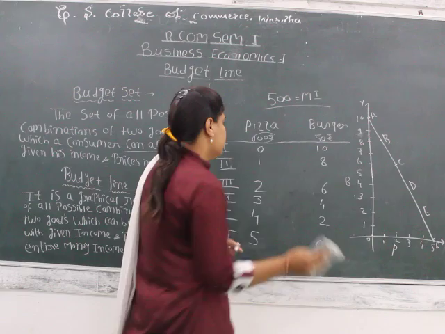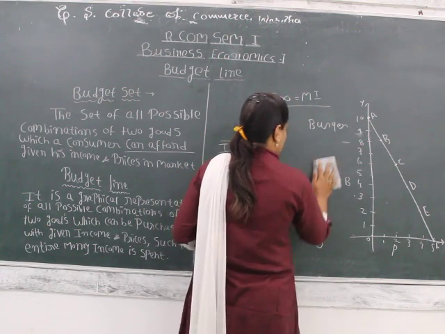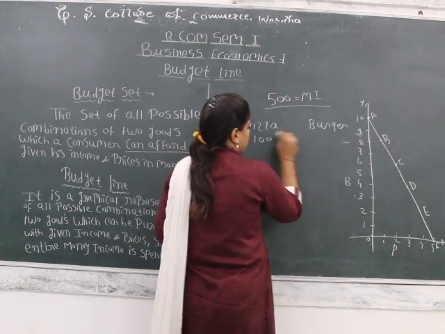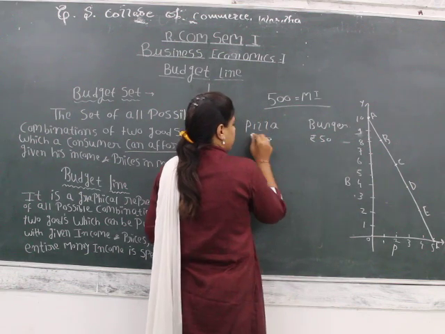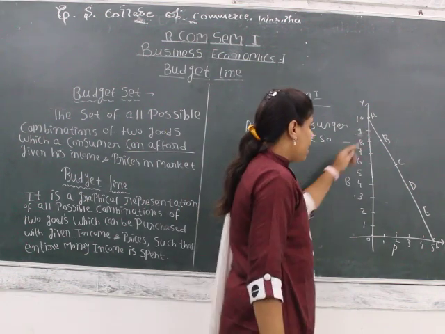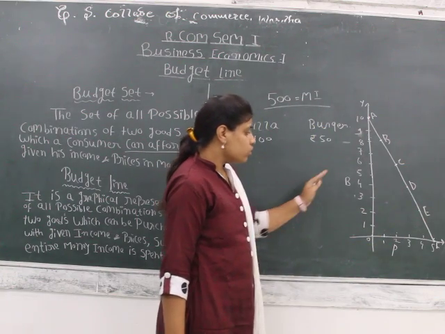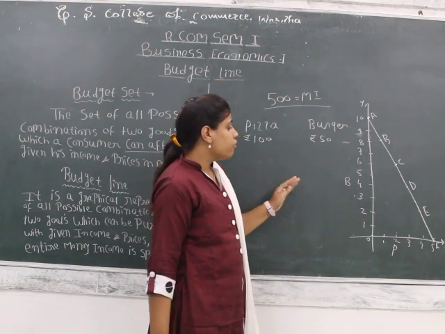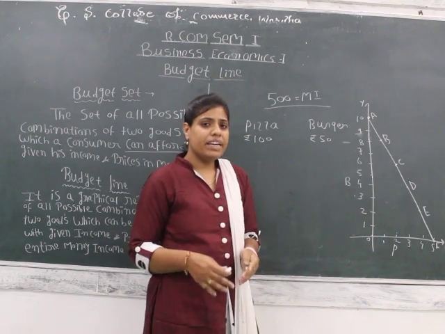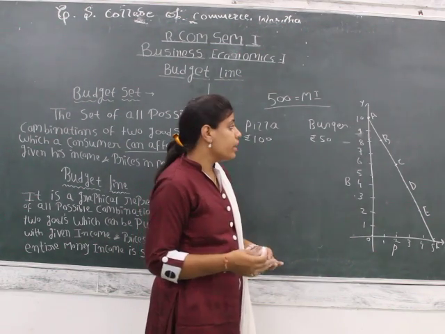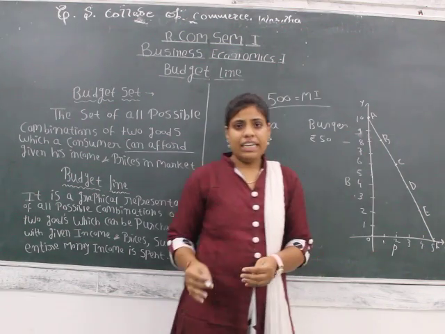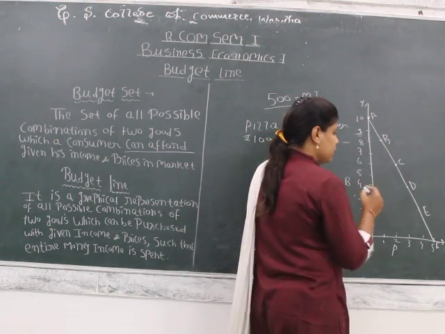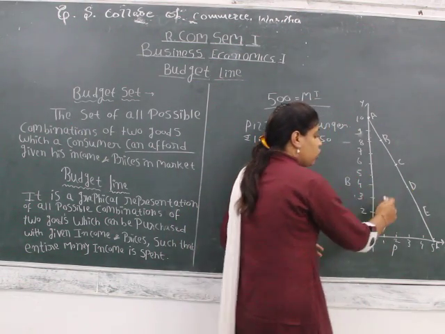Now just assume that the prices are again 100 rupees and 50 rupees. If the consumer buys any combination of two goods, that is pizza and burger, which can be bought by spending only 400 or 300 rupees, or any amount which is lower than his budgeted amount, then the points will be anywhere below the budget line.